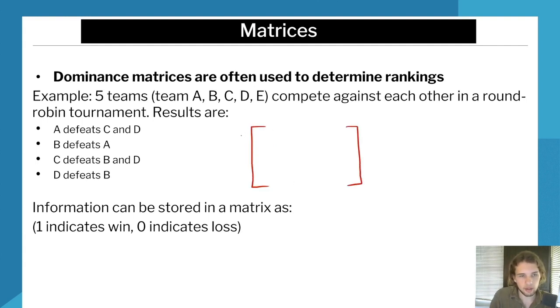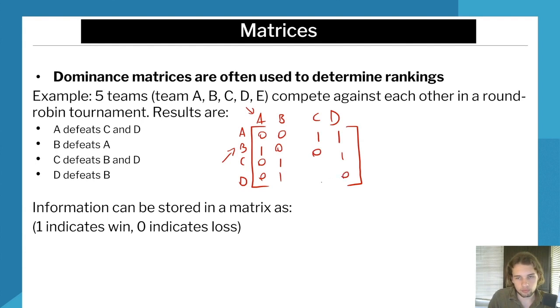We can say, okay, we have A, B, C, D. We have A, B, C, D. Okay, A defeats C and D, so we put a 1 and a 1 there. B defeats A, so we put a 1 here. So this is who's defeated, and this is who defeats. C defeats B and D, so we have 1, 1 there. And D defeats B, so we have a 1 there. And everywhere else will just be a 0.